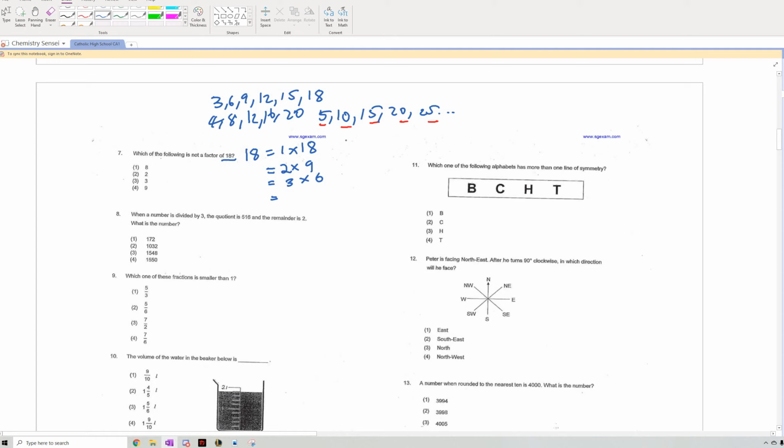Then we'll move on to 6 times table. As we can see that there is a 6 over here. So 6 times 3. These two are essentially the same, so we should not include this. That's when we know that we have completed finding the factors. So 18 has factors 1, 2, 3, 6, 9, and 18. By comparing these factors that we have obtained, we realize that option 1 is the answer because 8 is not a factor of 18.